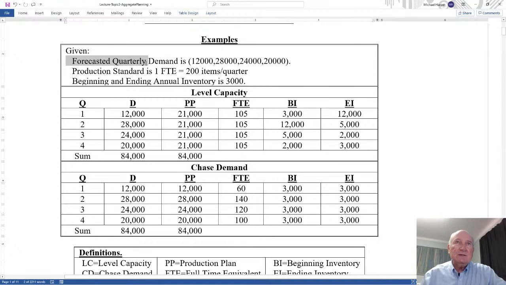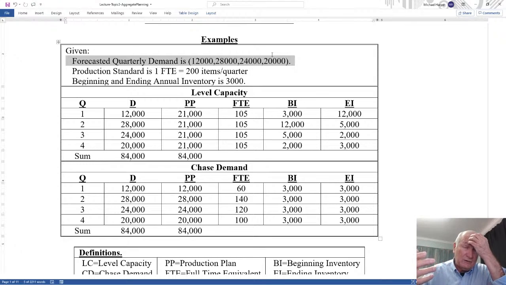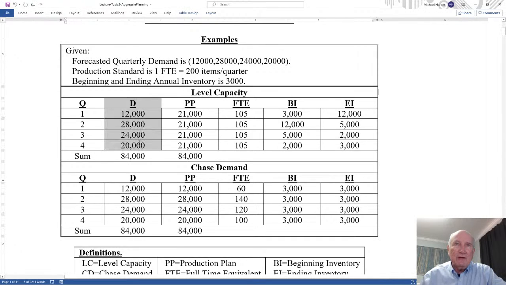Let's take some forecasted quarterly demand: 12,000, 28,000, 24,000, 20,000. This is the demand of our computers that we're producing off the production line every quarter this year. Or this could be washing machines or automobiles. So I take that demand and put it over here. Here are my 4 quarters, here's my demand for all 4 quarters. My annual demand then is 84,000.